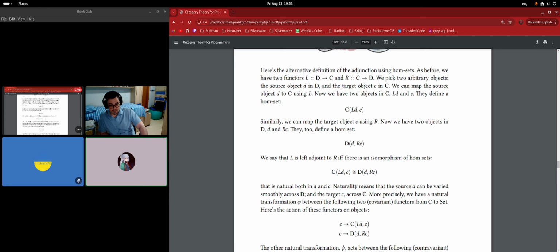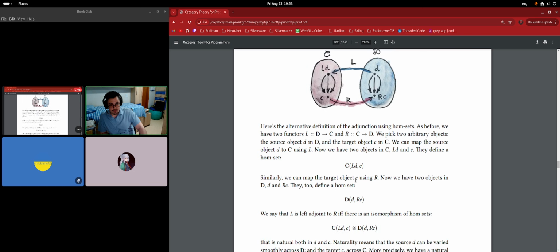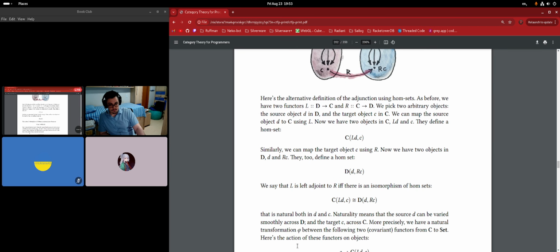And it must be natural in both D and C. That's also important. That's literally the next line. No, I know that is the next slide, but I'm trying to figure out why it needs to be natural in both D and C. Oh, it's written here. Naturality means that the source D can be varied smoothly across D and the target C across C. We have a natural transformation.